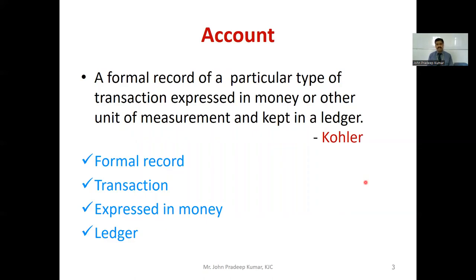So what is accounting? We'll see the formal definition of account. And what is an account? An account is a formal record of a particular type of transaction expressed in money or other unit of measurement and kept in a ledger, by Kohler. So these are the four important items we can see from this definition. It's a formal record, it records the business transactions which you can measure in terms of money, and it is being kept in a ledger.